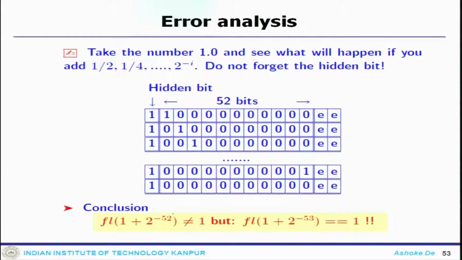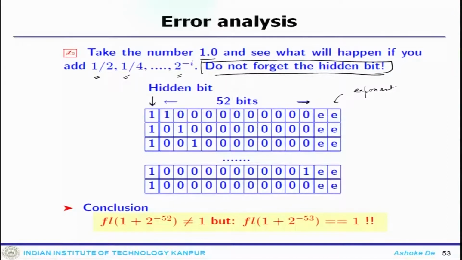We can again take an example and look at these things. Take the number 1.0 and see what will happen if you add a half, 1 by 4, and so on, to the power minus i. Do not forget the hidden bit to be accounted for. So, this is the point. Now, this is the hidden bit, these are the mantissa, these are the exponent.